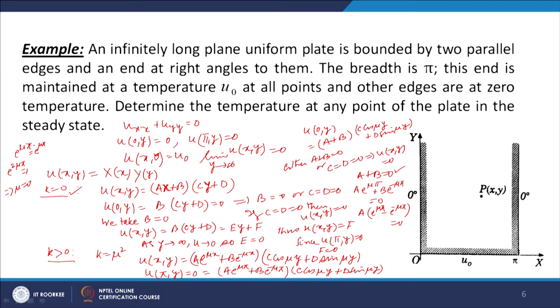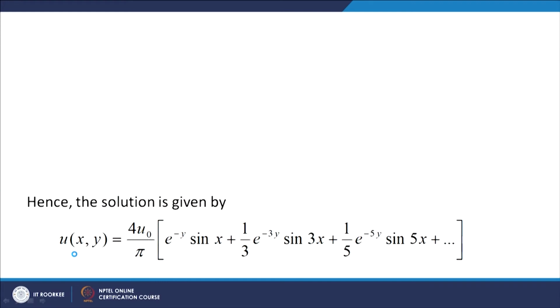So, here if e^(μπ) equal to e^(-μπ), then we get the case k equal to 0, which is not possible. So, this gives you a equal to 0, and a equal to 0 gives b equal to 0. So, we get u(x,y) equal to 0. So, this k greater than 0 is also not possible. Let us go to the third case. In the third case, we have case 3.